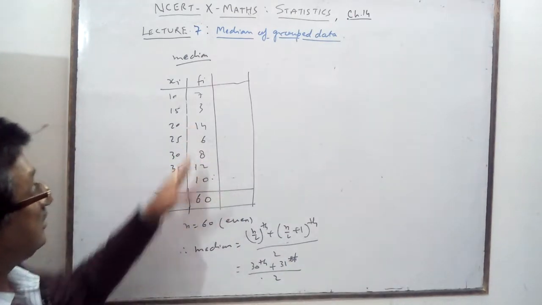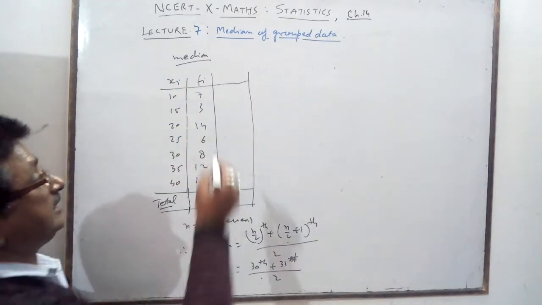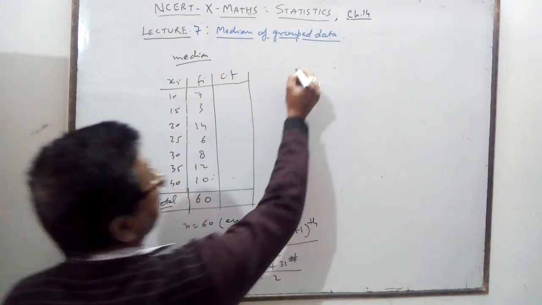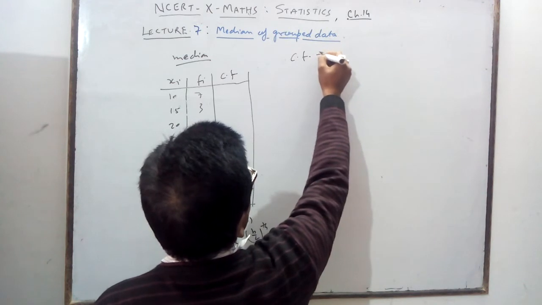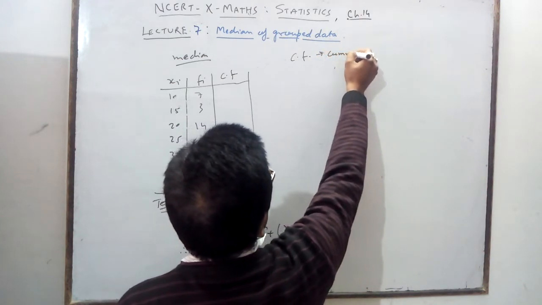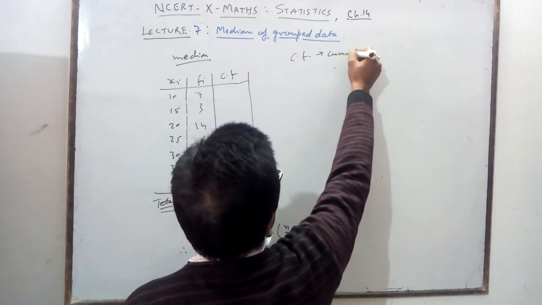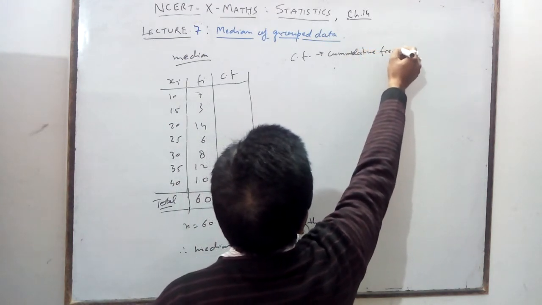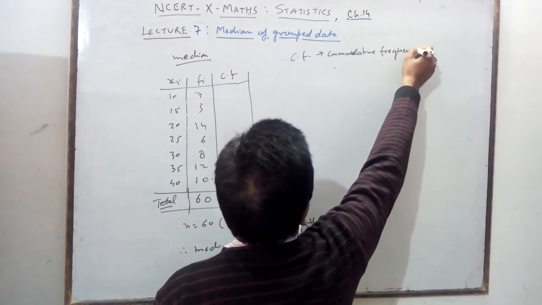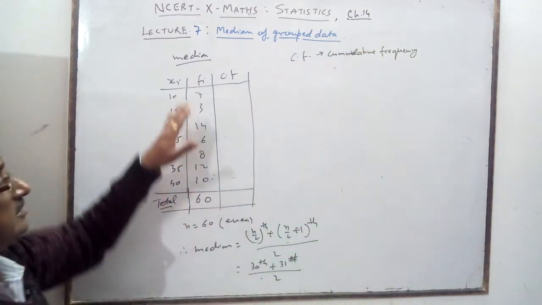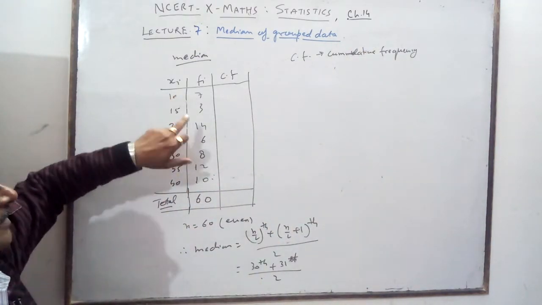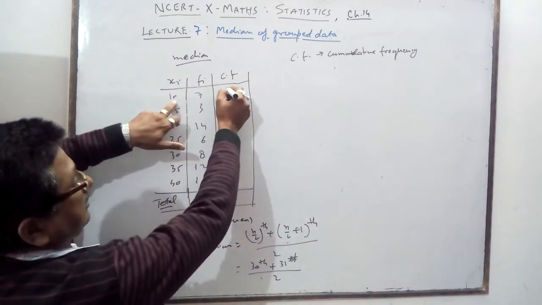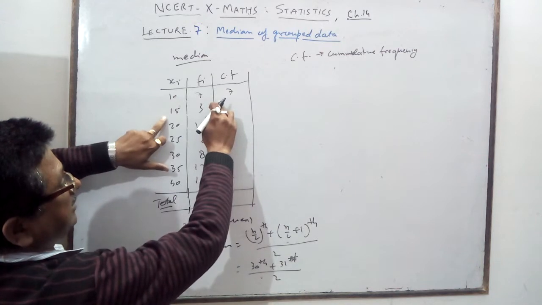First you find out the 30th place. How will you find the 30th place? For that there is a term, cumulative frequency, CF. Cumulative frequency you may know from class 8th or 9th. Cumulative frequency means you start from here. It is given 10. How many are getting 10? 7. How many are getting the next one?